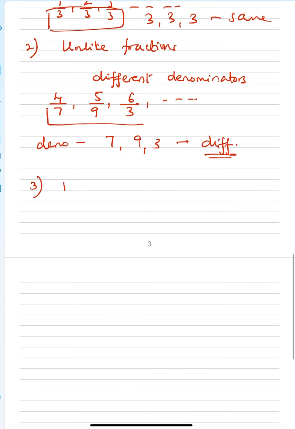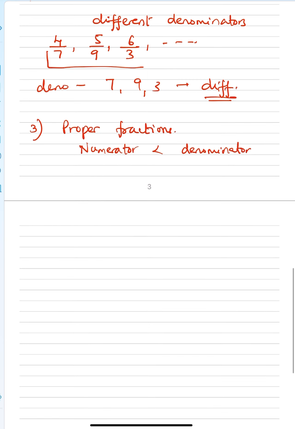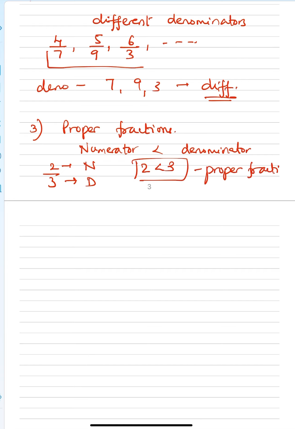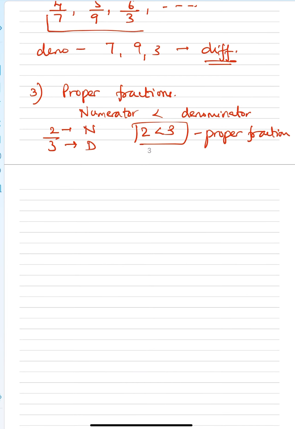Third one is the proper fractions. The meaning of proper fractions is the fractions in which the numerator is less than the denominator. Suppose I write 2 upon 3. 2 is the numerator, 3 is the denominator. Here because 2 is less than 3, this is a proper fraction. Got it? So the fractions with the numerator less than the denominator are called proper fractions.